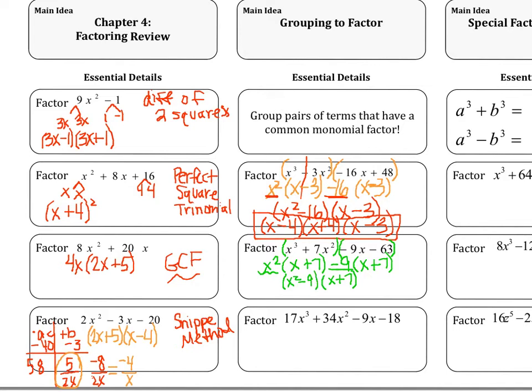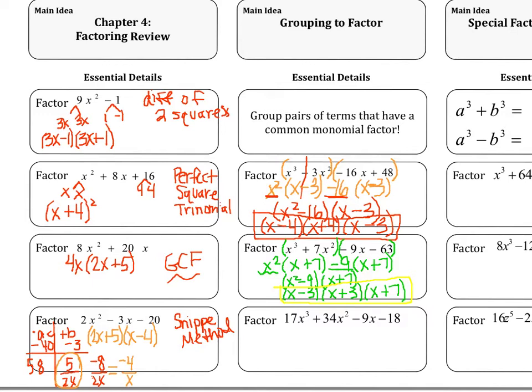I need to make sure this is factored completely. And that x squared minus 9, those are both perfect squares. So that's the difference of two squares. I can factor this a little bit further. I can make it x minus 3 times the quantity x plus 3 times the quantity x plus 7. And there is my final factored form, factored as far as I possibly can factor it.